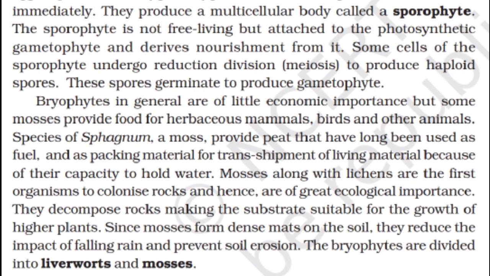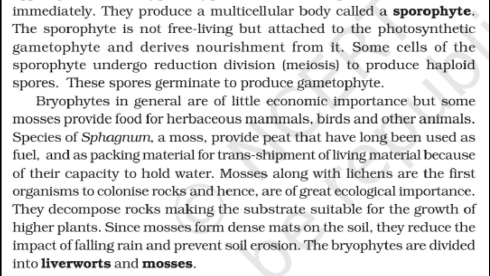Species of Sphagnum, a moss, provide peat that has long been used as fuel and as packing material for transshipment of living material because of its capacity to hold water. Mosses along with lichens are the first organisms to colonize rocks and hence are of great ecological importance. They decompose rocks, making the substrate suitable for the growth of higher plants. Since mosses form dense mats on the soil, they reduce the impact of falling rain and prevent soil erosion.